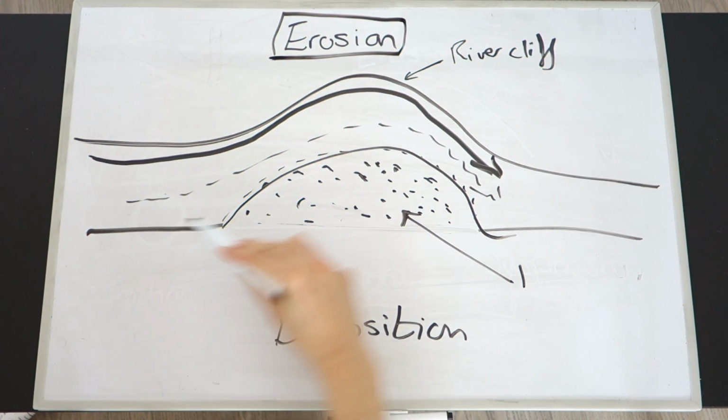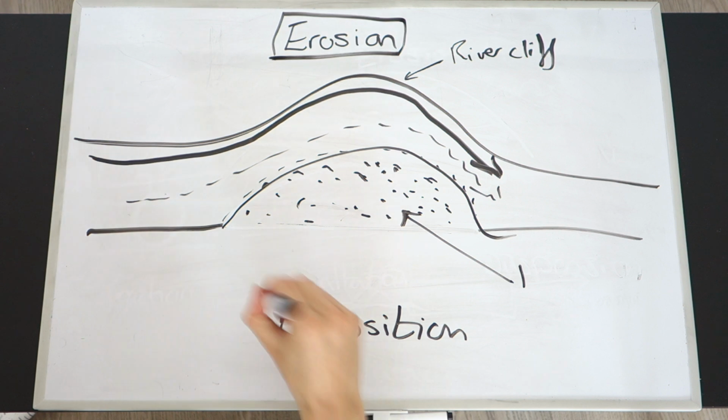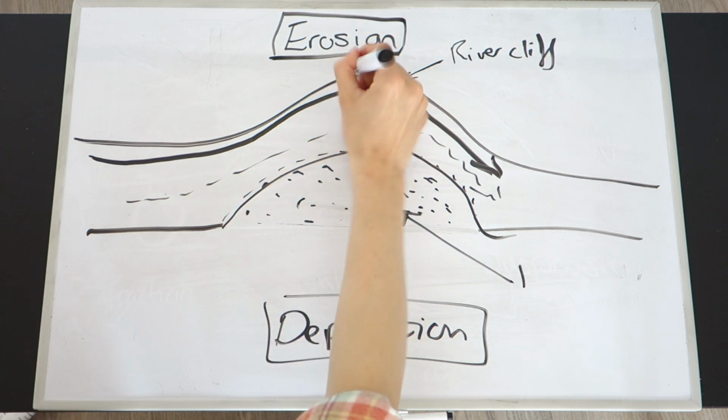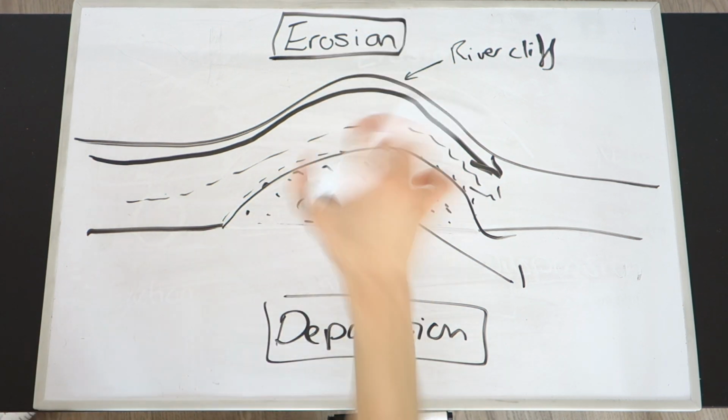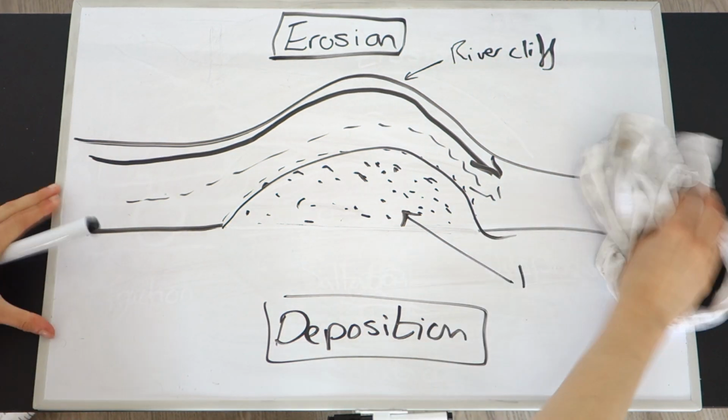The water flowing on the inside of the bend is flowing slower. It's got less energy. So what do we get? We get more deposition. And over time, this bank keeps on being eroded, this bank keeps getting sediment deposited on it, and the shape of the river will change.